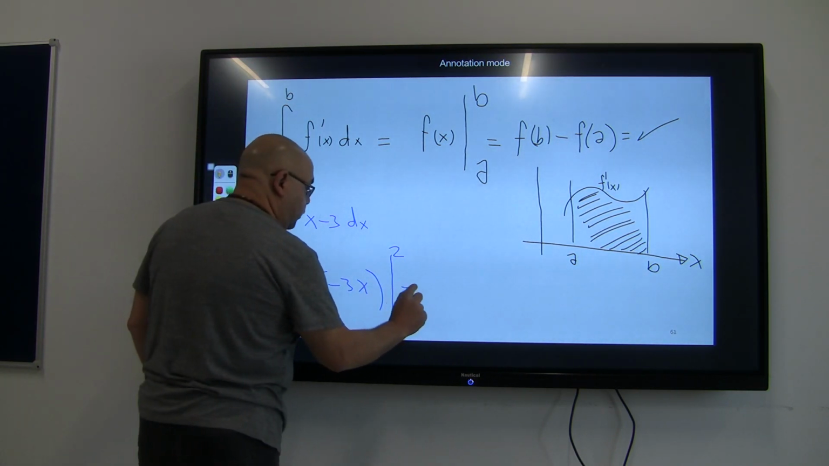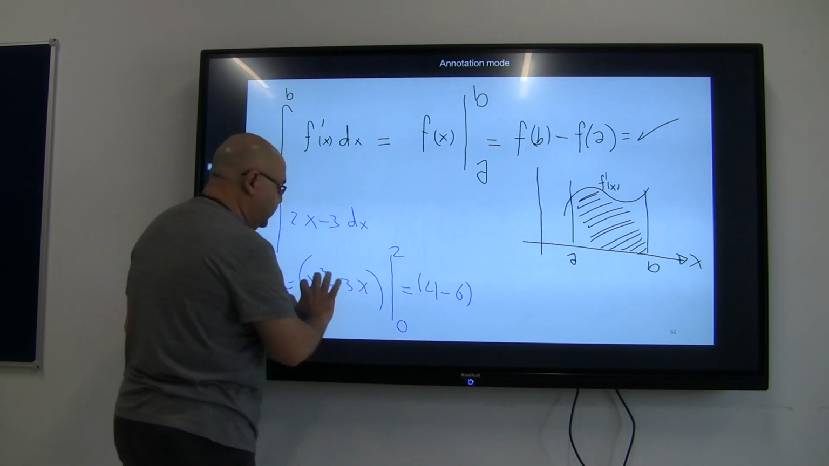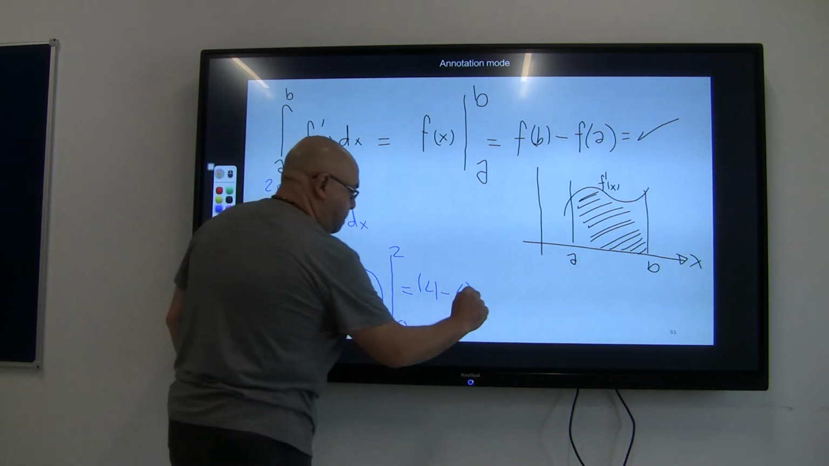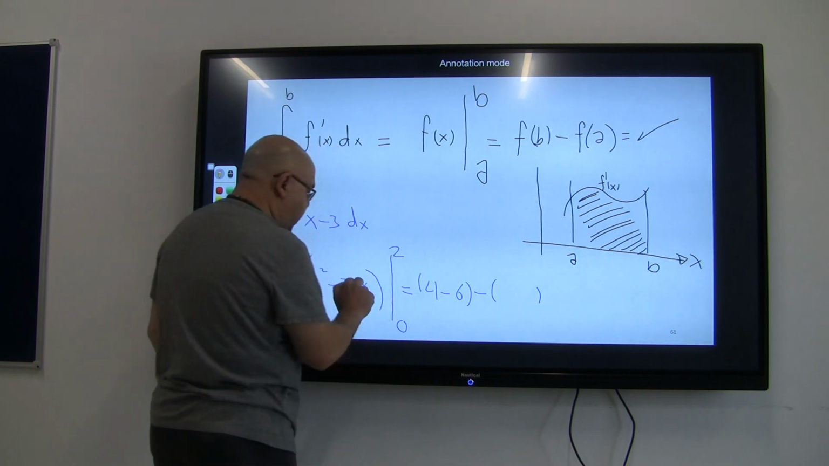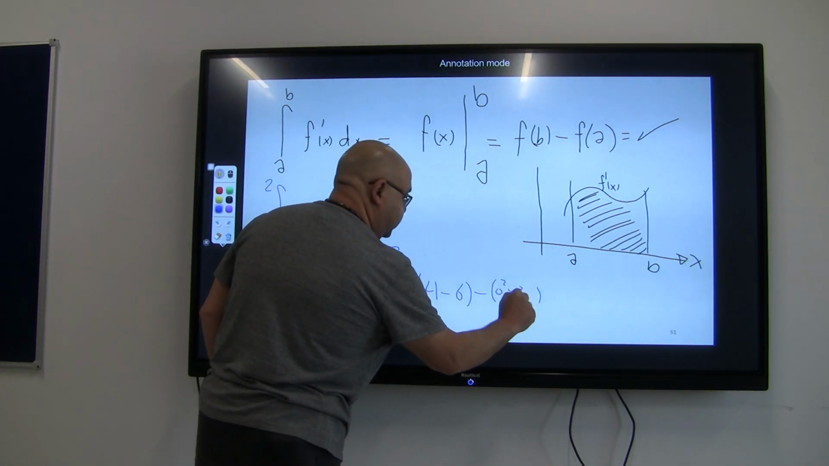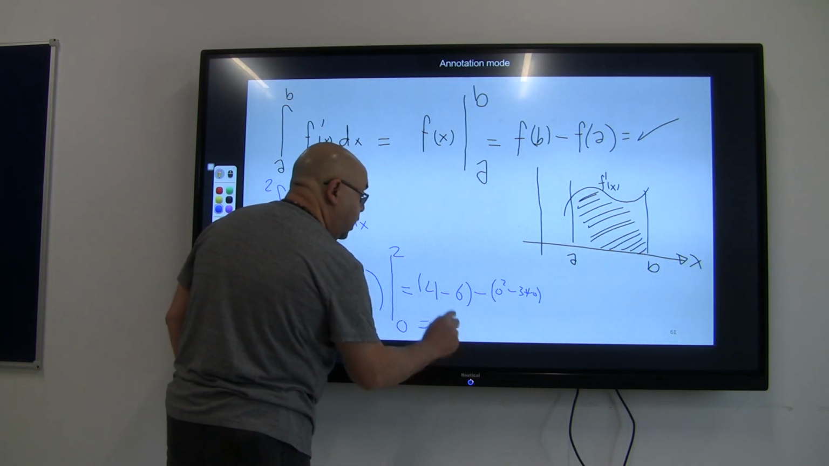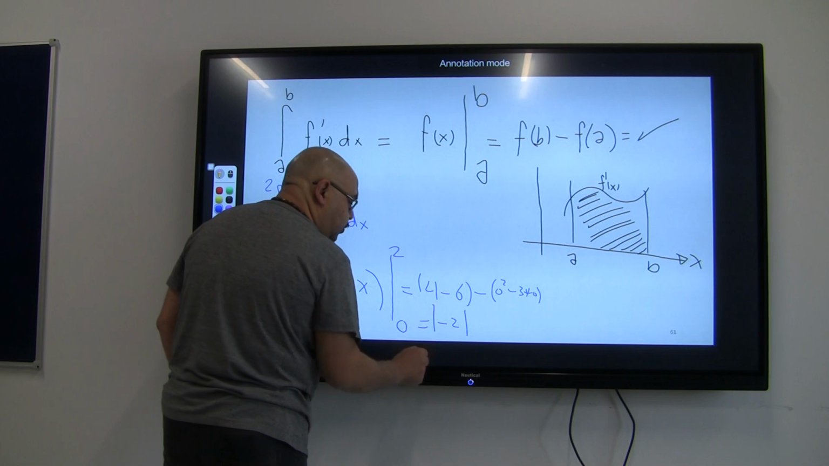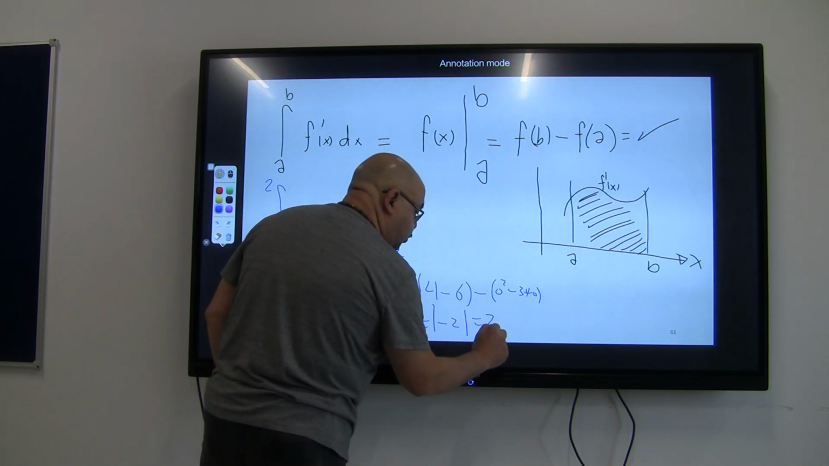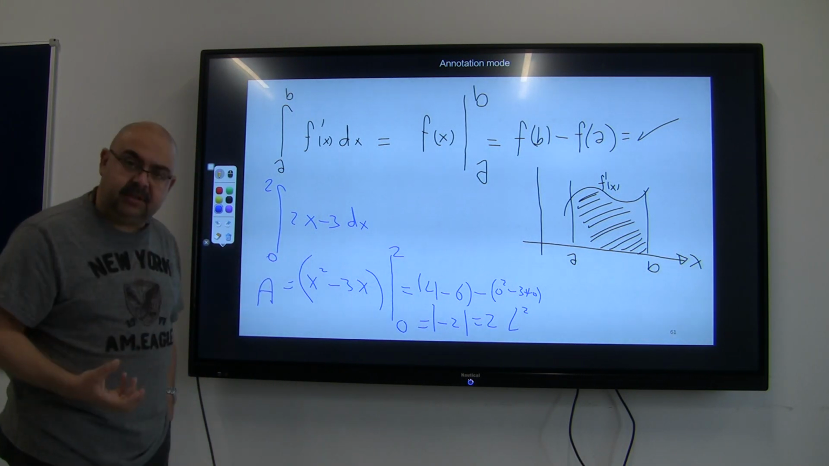So simply it's going to equal 4 minus 6. I've replaced every x by 2, minus I will replace every x by 0. So it's going to be 0 squared minus 3 times 0. I don't have to write it. So it's going to be equal to -2. Actually, I'm going to take the magnitude or absolute value of this, which is going to be 2 square units. What does this area represent?